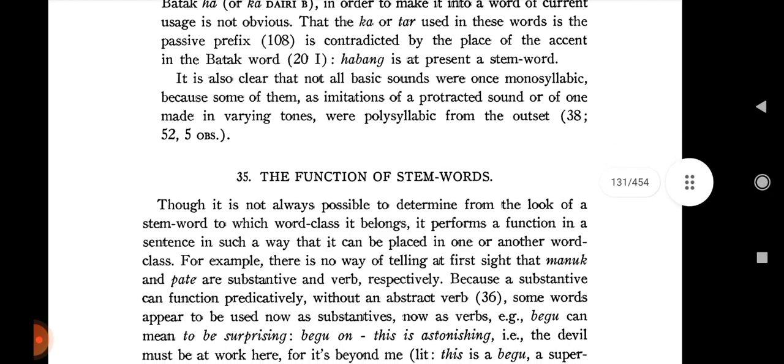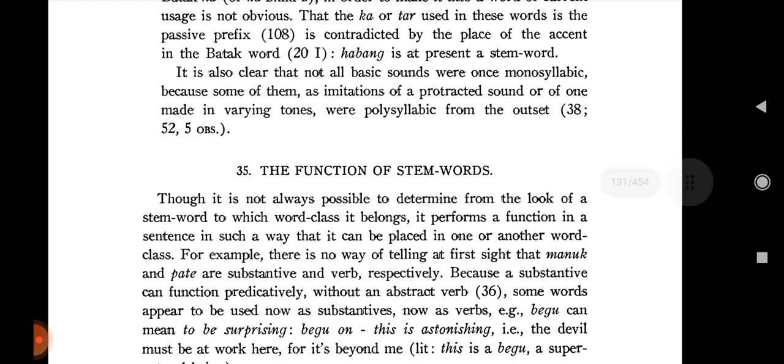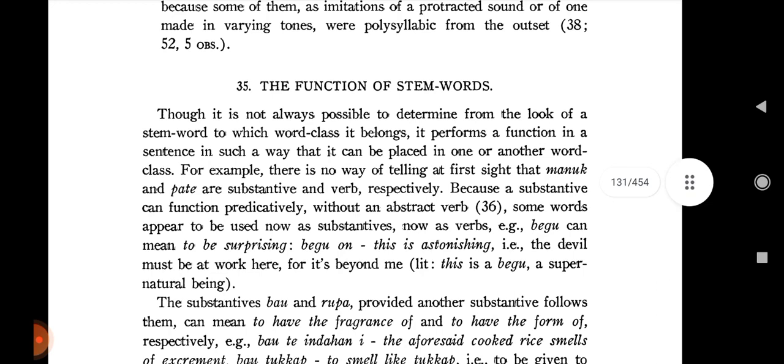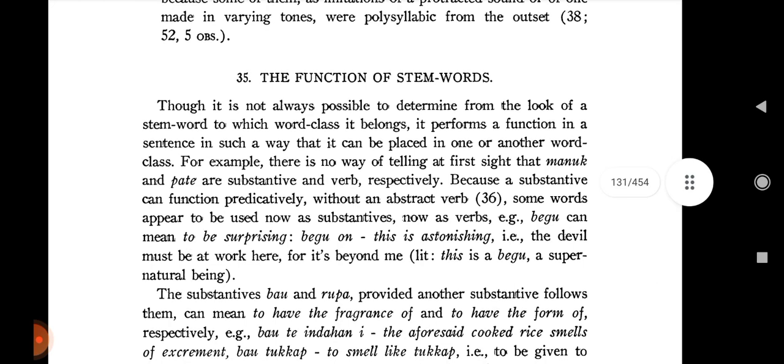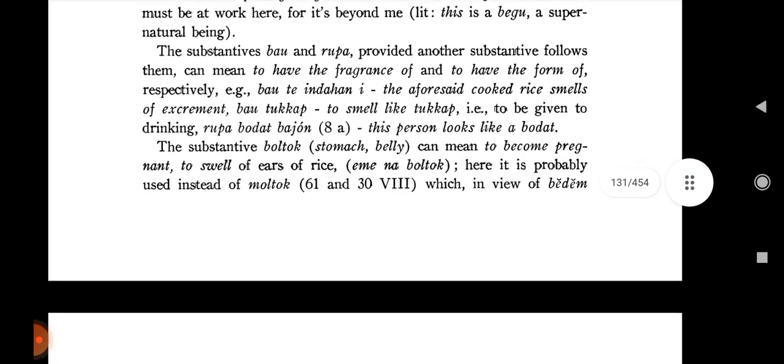That the Ka or Tar used in these words is the passive prefix 108 is contradicted by the place of the accent in the Batak word 21, habang is at present a stem word. It is also clear that not all basic sounds were once monosyllabic because some of them, as imitations of a protracted sound or of one made in varying tones, were polysyllabic from the outset. 38, 52, 5 ops.